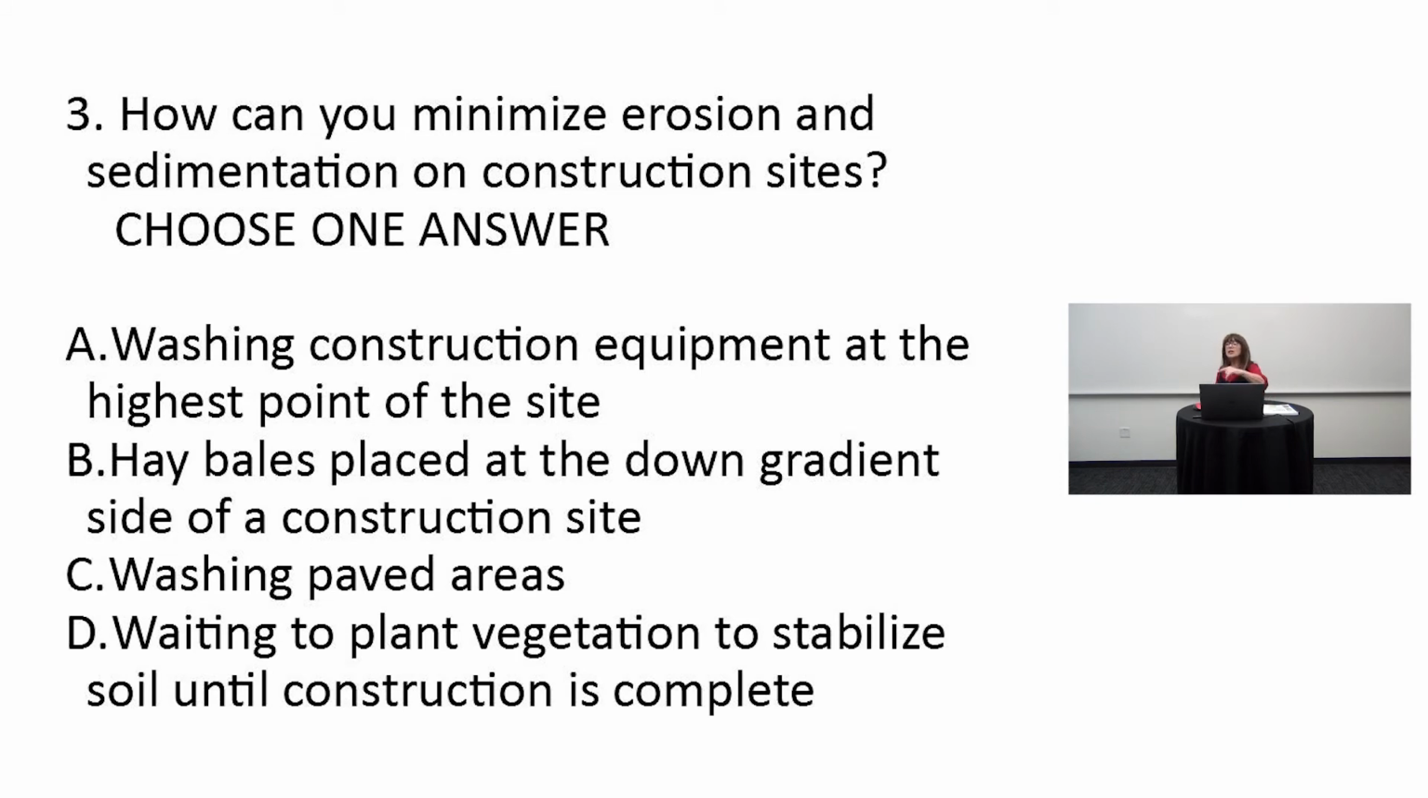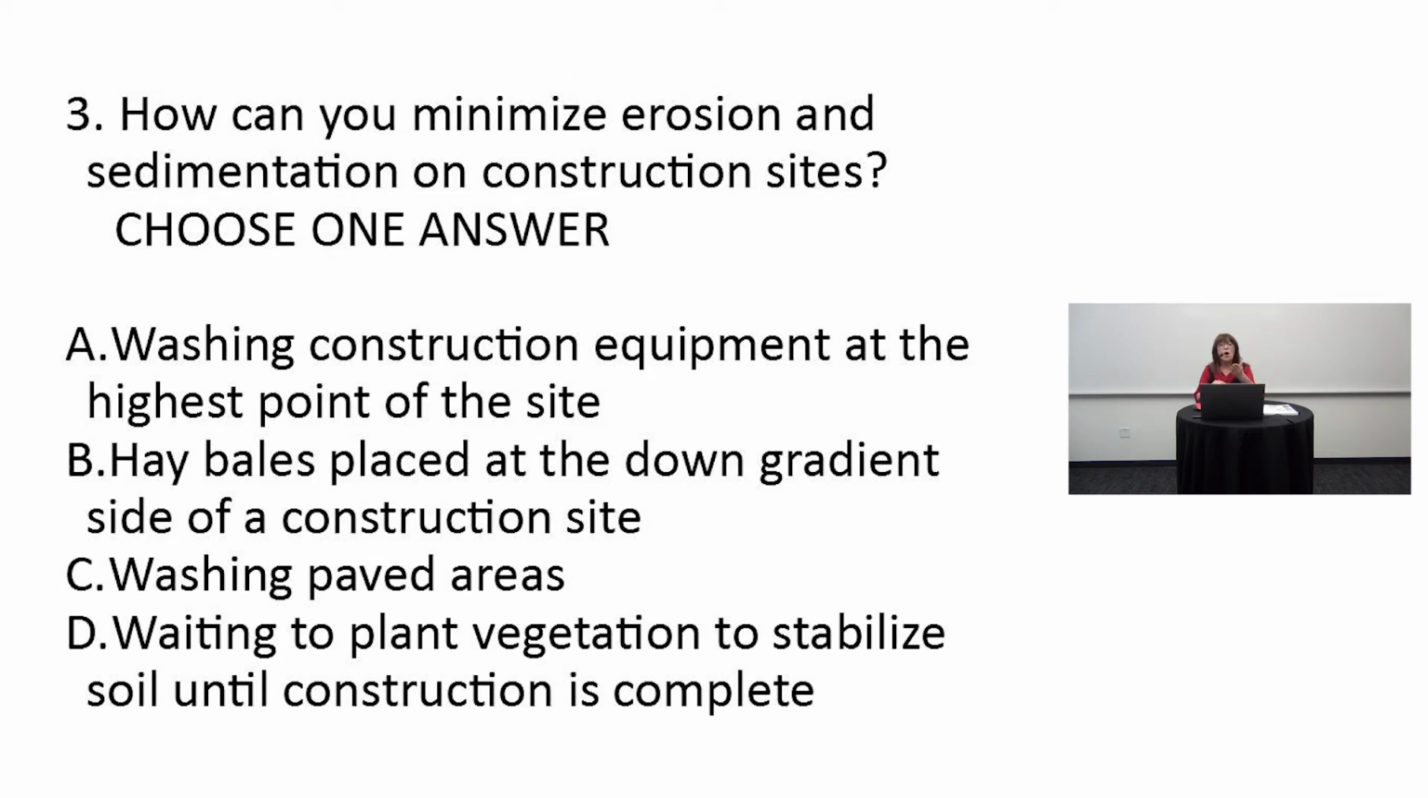3, how can you minimize erosion and sedimentation on your construction sites? Erosion. Rain comes down, dirt falls off of the lot. My lot's on a hill, and every time it rains, the soil washes off the lot. Sedimentation, that's a little tiny fine silt. It's just a little thin mud that sometimes runs off your lot. How can you minimize both erosion and sedimentation on construction sites?